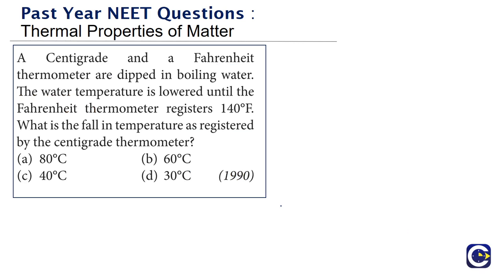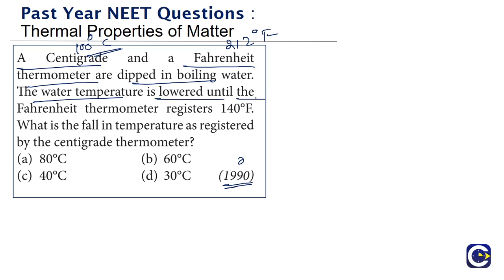Next we have a question. This is about temperature conversion. This has come in the year 1990. A centigrade and a Fahrenheit thermometer are dipped in boiling water. Means what? So we have boiling water and we are dipping both centigrade and Fahrenheit thermometer. So centigrade will show how much reading? When you dip into boiling water, it will show 100. Fahrenheit will show how much? It will be showing 212 degree Fahrenheit. So that is the reading that we'll have for the boiling water on both the scales.